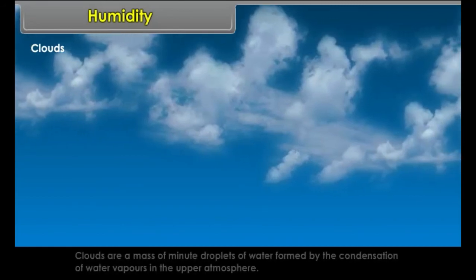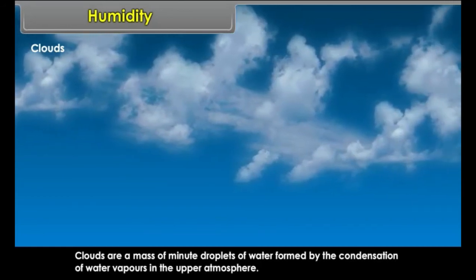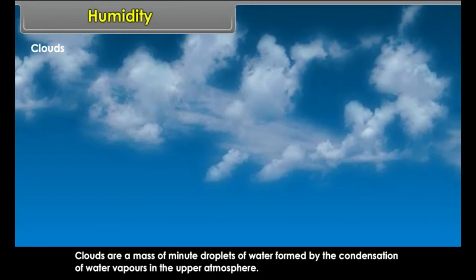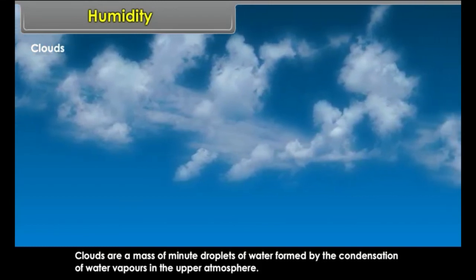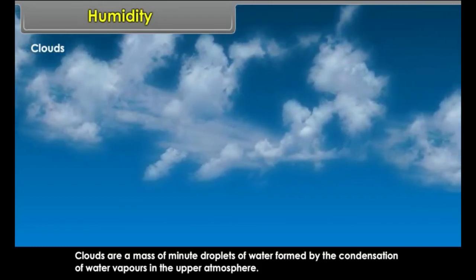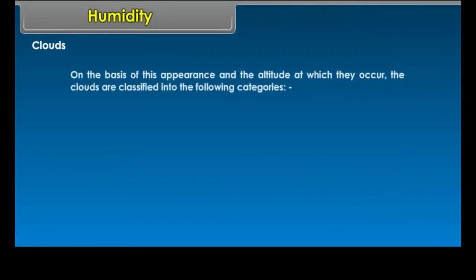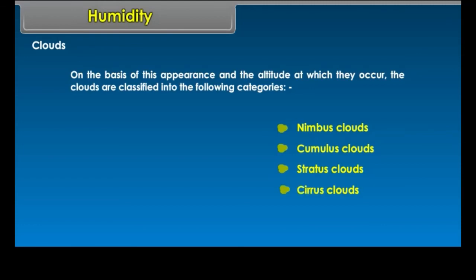Clouds. Clouds are a mass of minute droplets of water formed by the condensation of water vapors in the upper atmosphere. On the basis of their appearance and the altitude at which they occur, the clouds are classified into the following categories: Nimbus Clouds, Cumulus Clouds, Stratus Clouds and Cirrus Clouds.